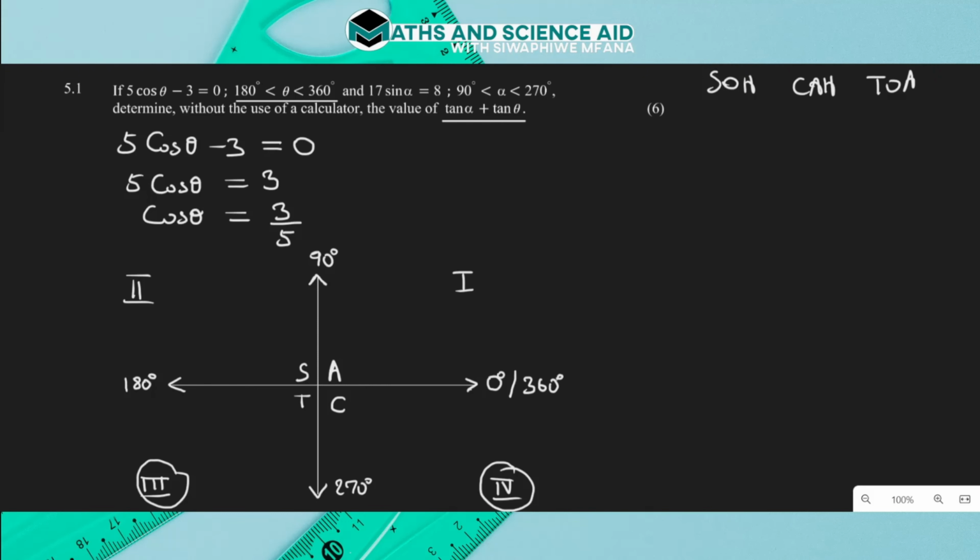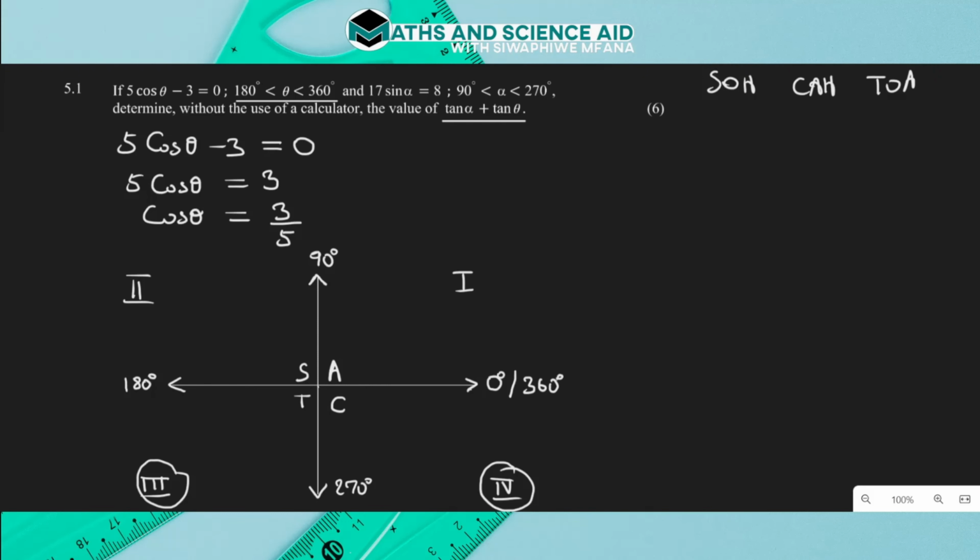Now, to decide which one exactly between these two quadrants, we need to go back to our cosine equation. So here we can see that cosine theta is equal to positive 3 over 5. So cosine theta is positive. Now, between the third quadrant and the fourth quadrant, as we had already indicated, cosine is positive in the fourth quadrant. So the right-angled triangle that we are going to draw will be in the fourth quadrant. And this is how we are going to draw it.